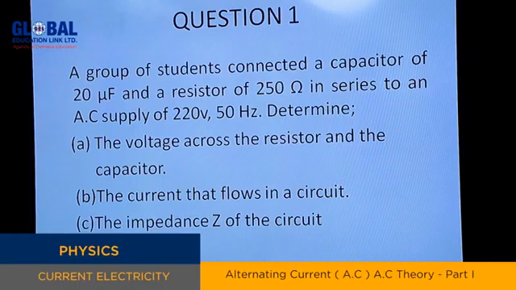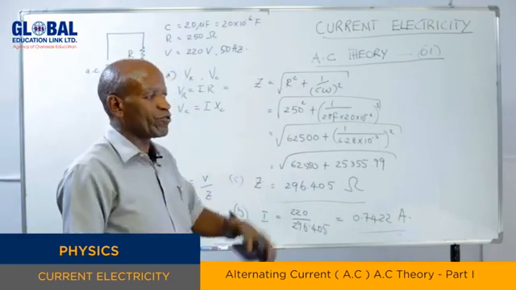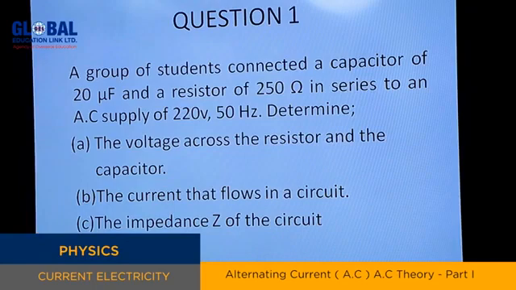If you could just follow me, it was very difficult to start solving part A unless you solve part C. Part C was the impedance of the circuit, and part B the current that is flowing in the circuit. This will take us to solve the rest, part A, to obtain the voltage across the resistor and through a capacitor.